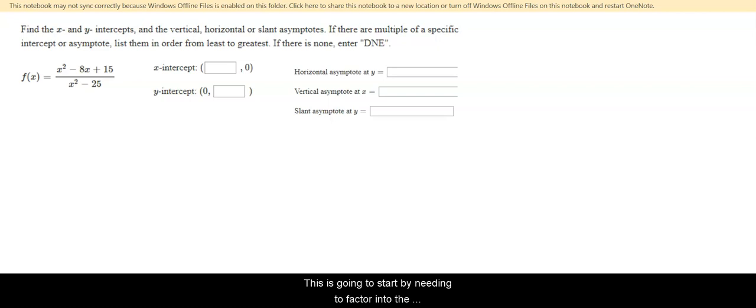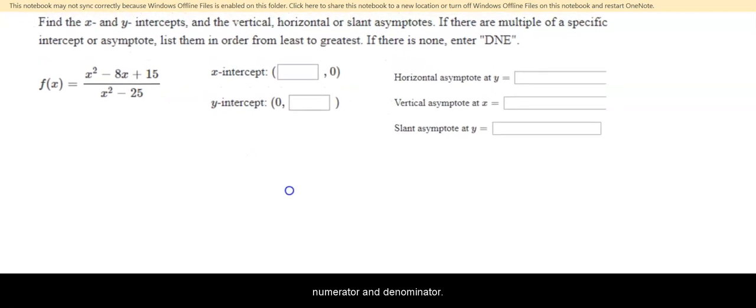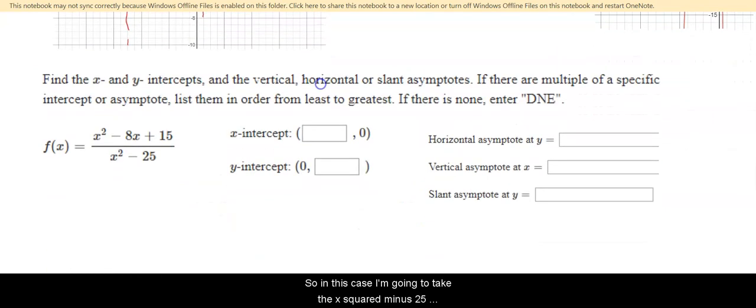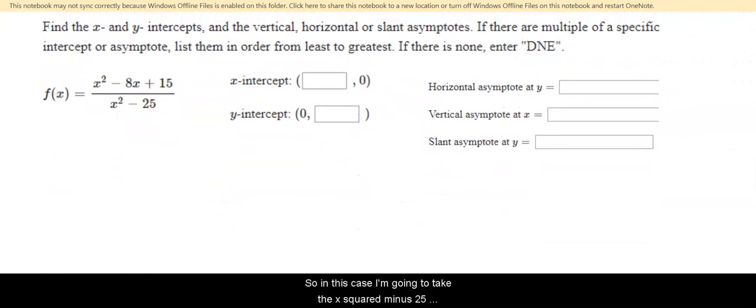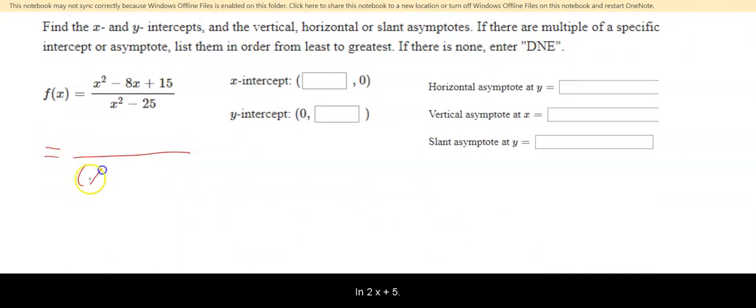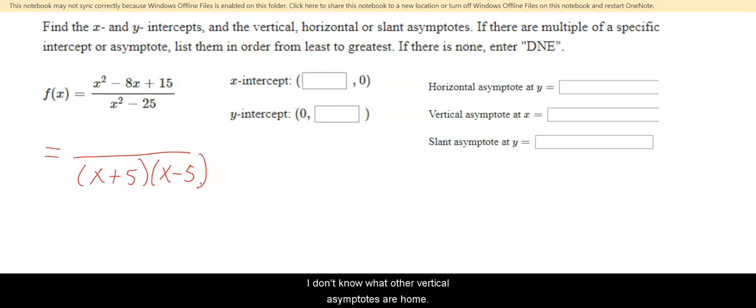This is going to start by needing to factor the numerator and denominator. So in this case, I'm going to take the x squared minus 25 and I'll factor it first into x plus 5 and x minus 5. I know that 5 and negative 5 will not be in the domain. I don't know whether they're vertical asymptotes or holes until I get the numerator factored fully.